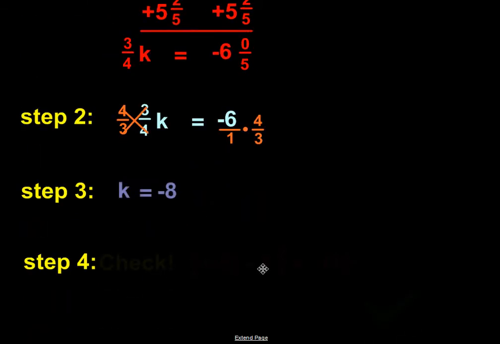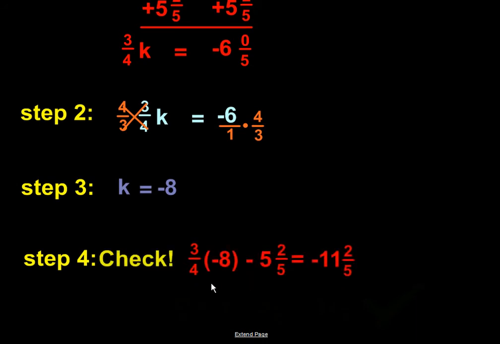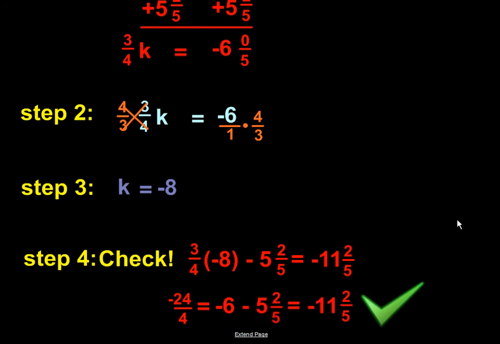For our last step, let's plug negative 8 in for k, and if you go ahead and do the work on that, multiplying 3/4 times negative 8, you're going to get negative 24 over 4, which reduces to negative 6. You are then going to plug in the rest of the problem, and the check works, because we wind up with the answer that we started with.